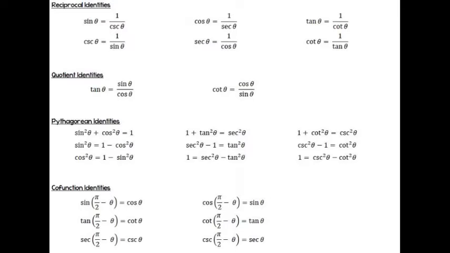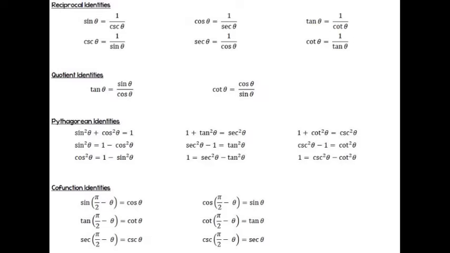As you can see in the picture, there are some examples of simplifying reciprocal identities. First is sin theta equals 1 over cosecant theta, and cosecant theta equals 1 over sin theta, and cosine theta equals 1 over secant theta. Secant theta equals 1 over cosine theta, and tangent theta equals 1 over cotangent theta. Cotangent theta equals 1 over tangent theta. And that's all how to simplify reciprocal identities.